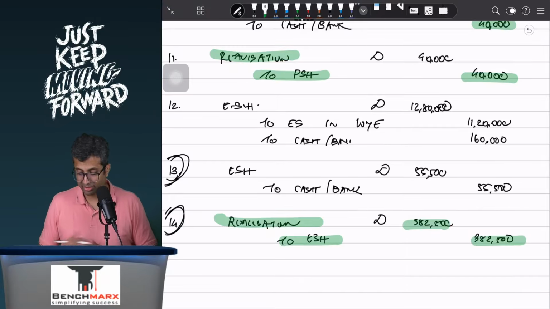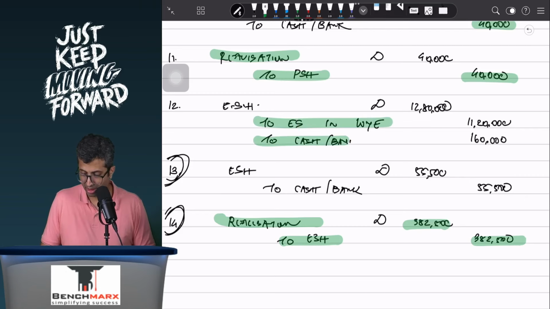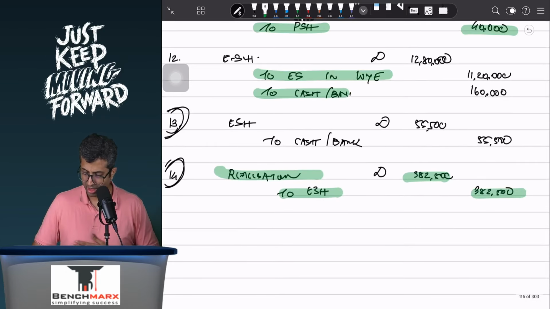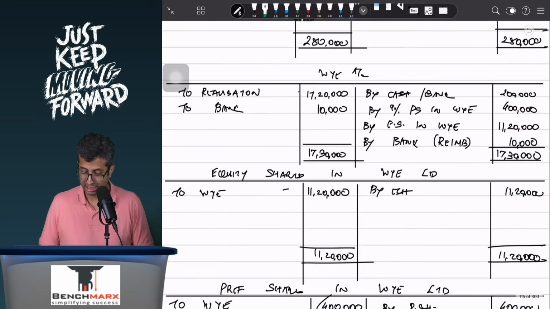Now whatever is the consideration to be paid to the equity shareholders, we'll pay that. That is equity shareholders account debit to equity shares in Y to cash and bank. And then after all of this, if there's any balance in the cash bank account, that also goes to the equity shareholders account, 55,500. And hence, after all of this, your equity shareholders account should ideally tally.